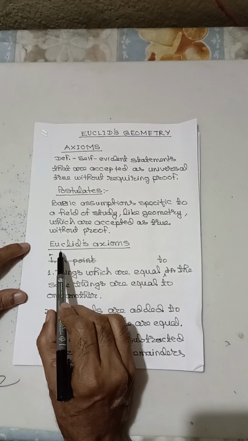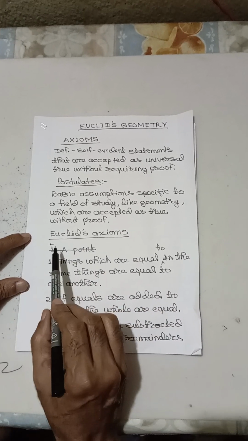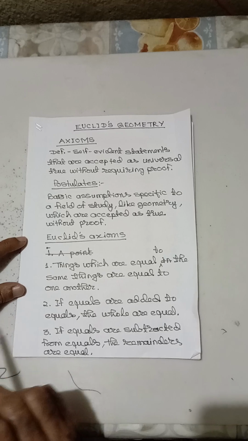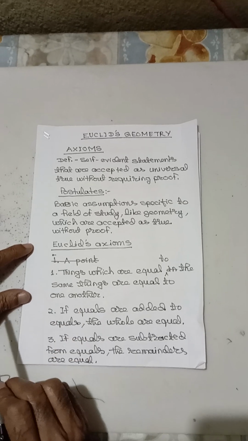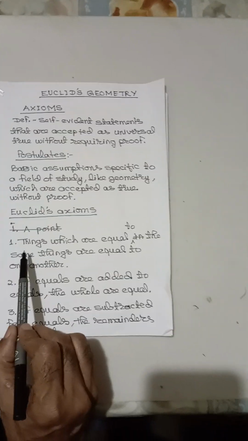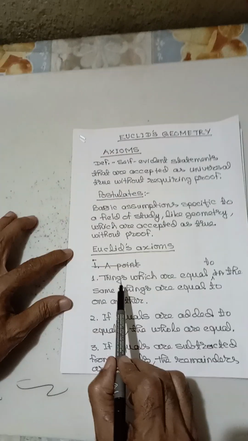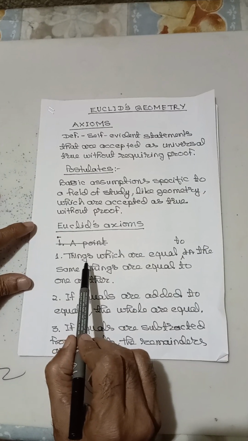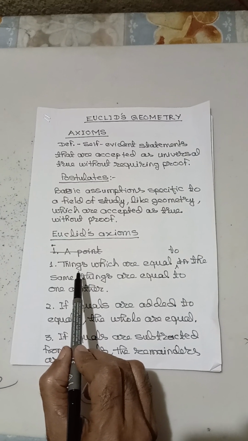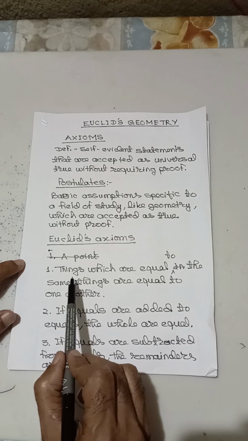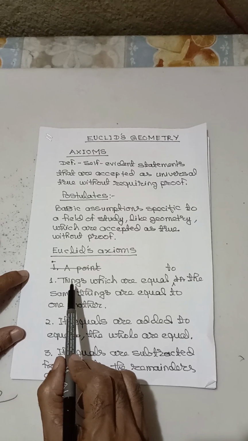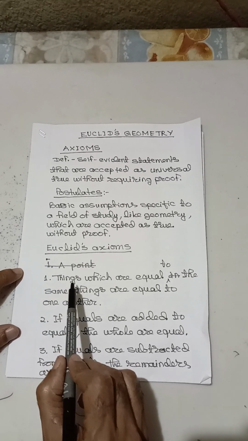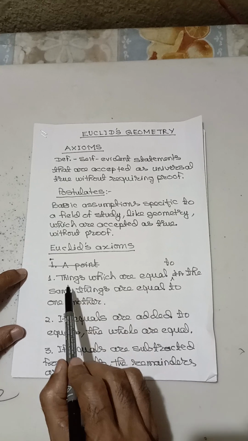Now, Euclid's axioms. There are 7 axioms which I have written here. I will read them one by one, then I will try to explain these things, because I have seen that students of class 9 learn Euclid's axioms but are unable to follow them properly.